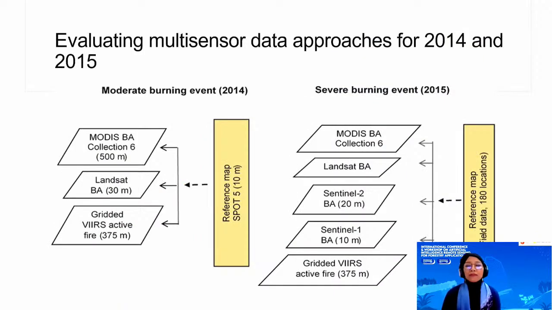We compare two fire seasons of different severity, as I mentioned, 2015 and 2014. We first assess MODIS and then last assess gridded active fire. And for 2015, since Sentinel-1 and Sentinel-2 sensors became operationally available from late September 2015, their outputs were assessed for the 2015 burning event only, to determine whether they can potentially improve the efficiency found in the MODIS, VIIRS, and LAPAN burn area product. Next slide, please.